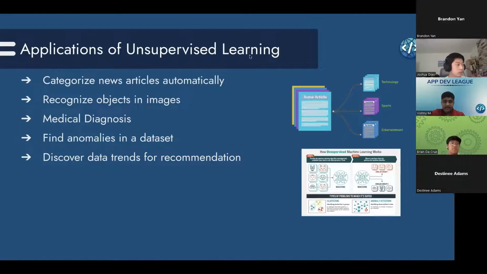Some applications of unsupervised learning are categorizing news articles automatically based on different classes, and recognizing objects in images. An unsupervised learning model doesn't necessarily know what the object specifically is, but if it can recognize that it's different from the background, it can recognize the object. They're also used in medical diagnoses, finding anomalies in data sets, and discovering data trends for recommendation. Again, a lot of these are finding a hidden pattern in the different types of articles or different types of classes and actually classifying them.